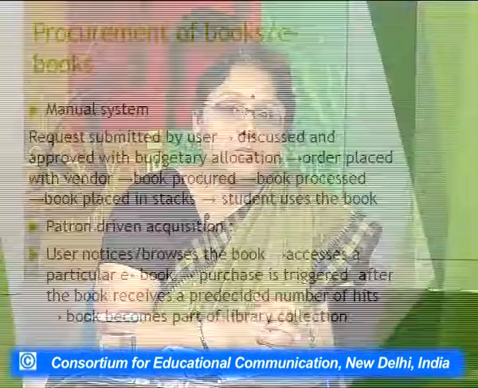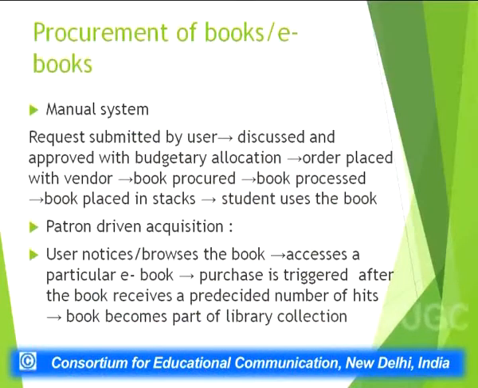And now in the online environment, for example, what happened in the manual system when books were procured: a request was submitted by a user. That request was discussed and approved in the library committee with budgetary allocation. An order was placed with the vendor, the book was procured, it was processed physically and technically, and it was placed in stacks and students were allowed to use the book.